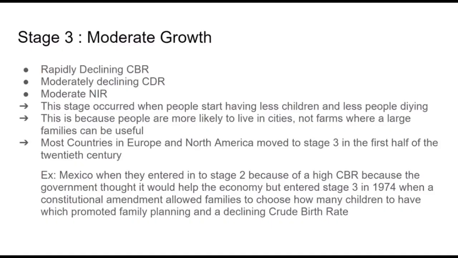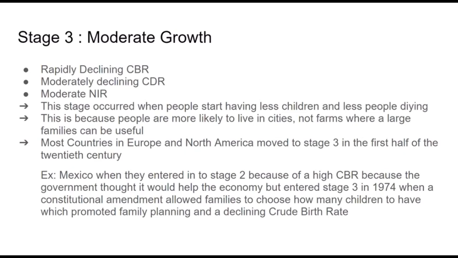Stage 3 of the demographic transition is moderate growth. In moderate growth, there is rapidly declining CBR, moderately declining CDR, and moderate NIR. This stage occurred when people started having fewer children and fewer people were dying. This is because people are more likely to live in cities, not farms, where a large family can be useful. Most countries in Europe and North America moved to stage 3 in the first half of the 20th century.